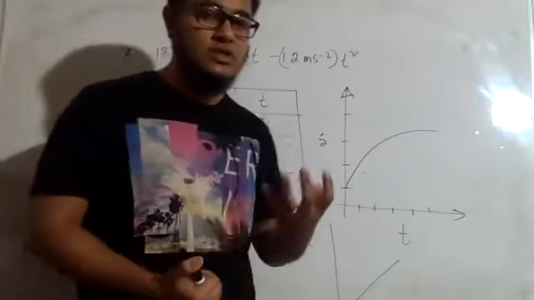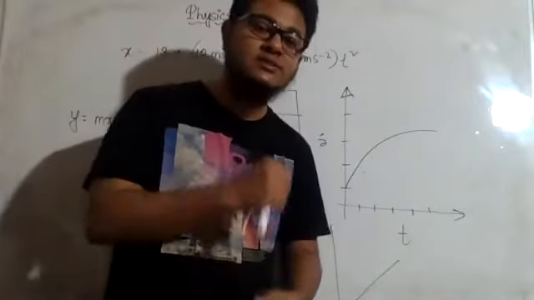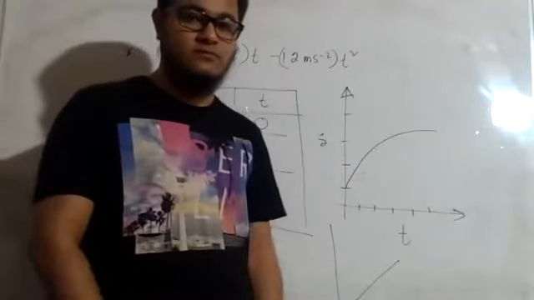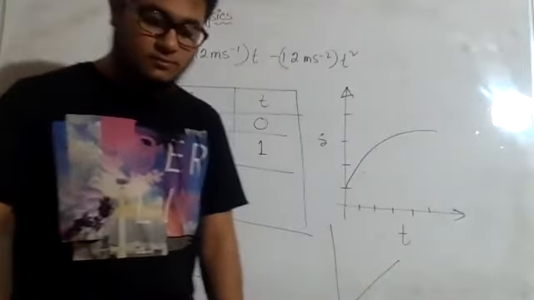As the velocity is changing, we can say that there is an acceleration. So when there is acceleration, it will be a curve. Is it okay?